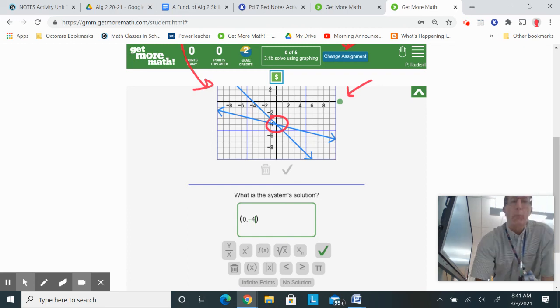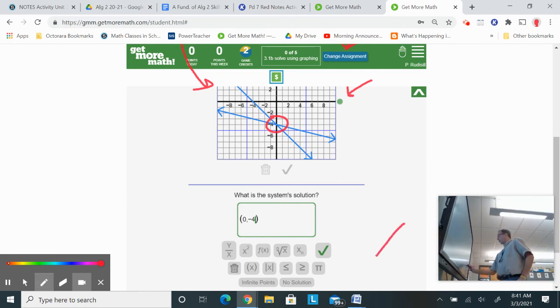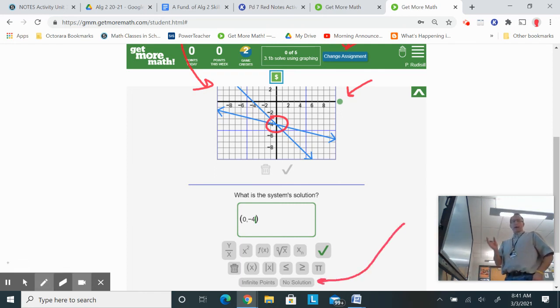Now keep in mind, when you're graphing, you might get one solution, but you also might, if the lines are parallel to each other, there'd be no solutions. And down here at the bottom, there is a choice. If there's no solution, you would tap that button there. But if you graph the lines and they end up being the exact same line, that every point of one works for the other, you would tap infinite points.